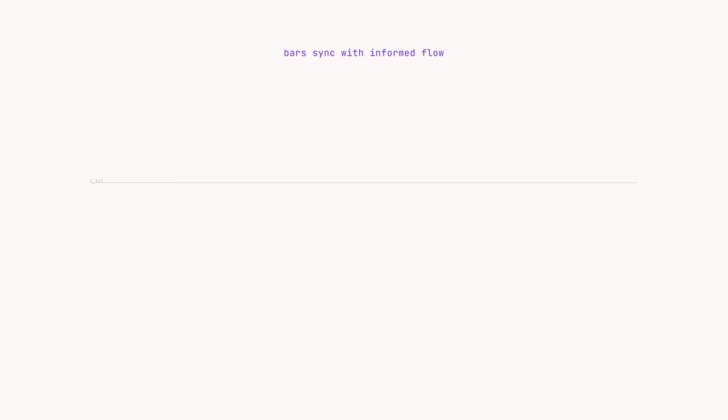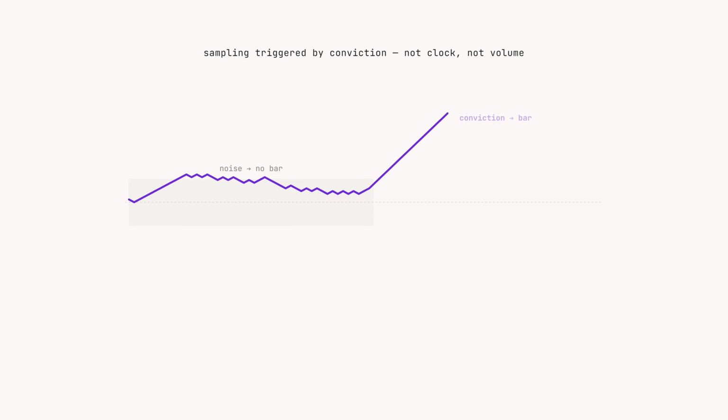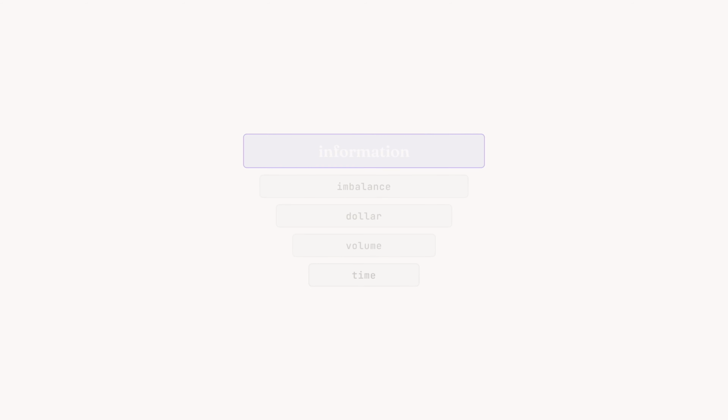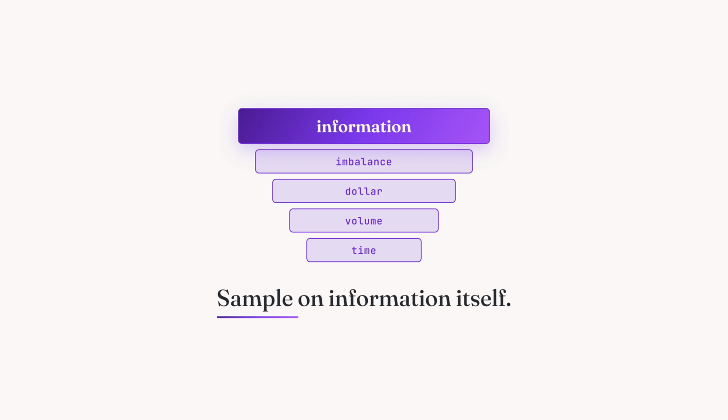Think about what that gives you. Your bars now synchronize with the arrival of informed activity. You sample the market precisely when it stops being random noise and starts being directional, when someone with conviction is moving size. You're no longer sampling on time, or even on volume. You're sampling on information itself.